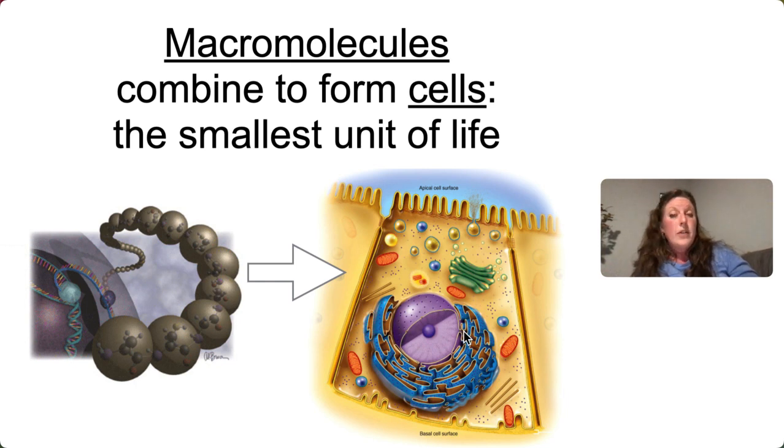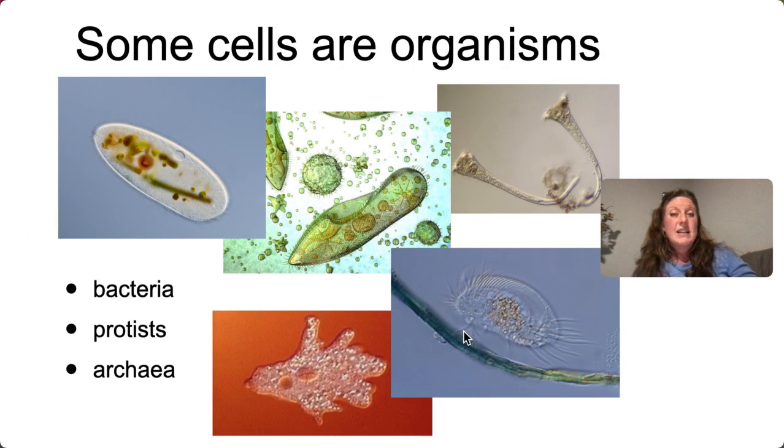But cells on their own are alive, and some of them are organisms on their own. They don't have organ systems and organs and tissues. They are single cells. We're not concerned with those in this course, but I just wanted you to know that it does stop there for some species.